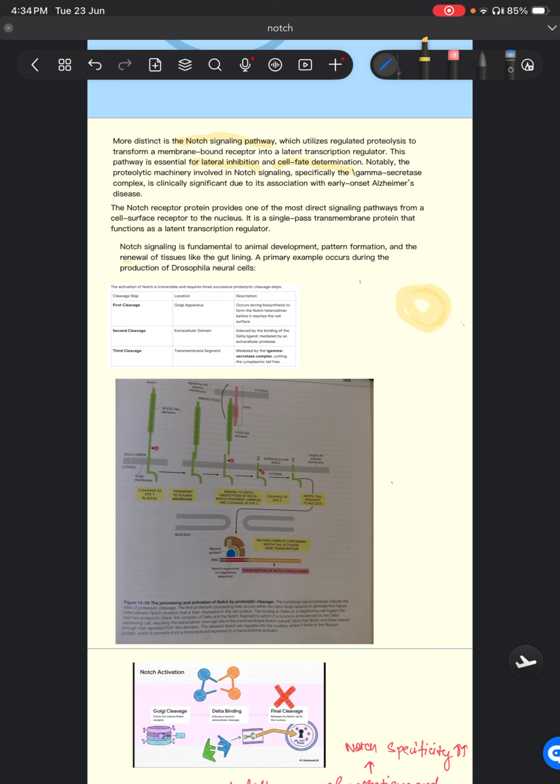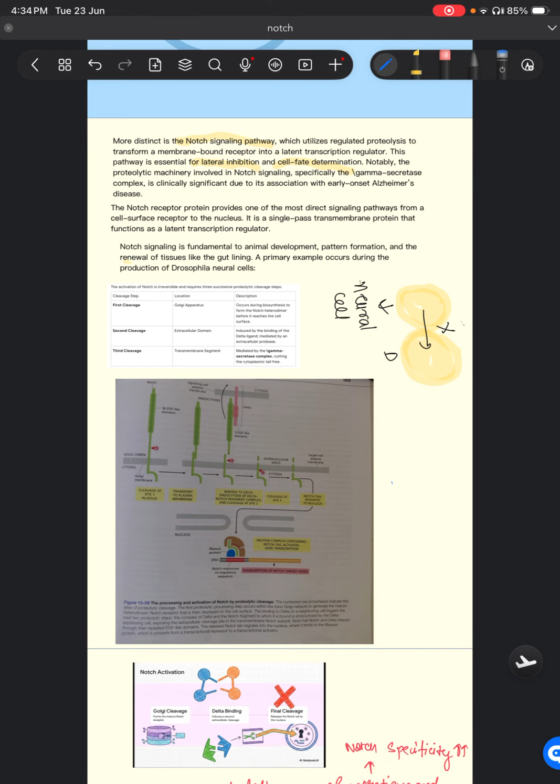So this is cell 1, and in close contact the neighboring cell is cell 2. Now this cell is developing into a neural cell. But I don't want this cell to have the same cell fate, right? I don't want it to develop into a neural cell. So there is a phenomenon called lateral inhibition.